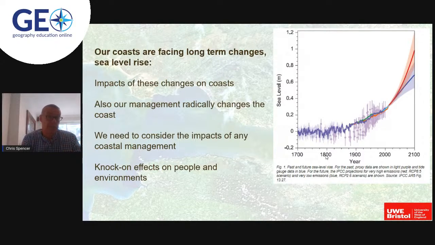So in understanding coastal landforms and how they develop, that leaves us in a much better place to understand the kind of changes we might get across the rest of this century. It leaves us in a better place, hopefully, to design coastal management approaches which are going to be able to cope with those changes and minimize the negative effects that coastal management can have on coastal landforms.